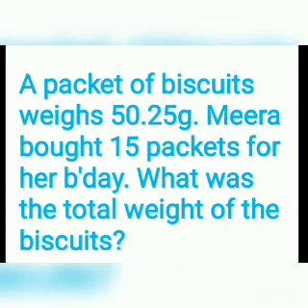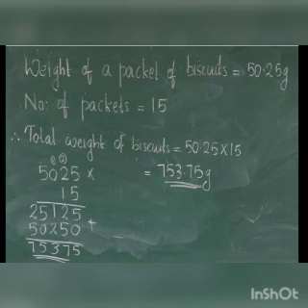That means one packet of biscuit, what is the weight? 50.25. And how many biscuit packets did she buy? 15 packets she bought. So what will be the total weight of the biscuits? Weight of a packet of biscuit is 50.25 gram. That is given in the question. And the number of packets? 15 packets she bought. Therefore, total weight of the biscuits is 50.25 into 15. That is weight of one packet into number of packets.